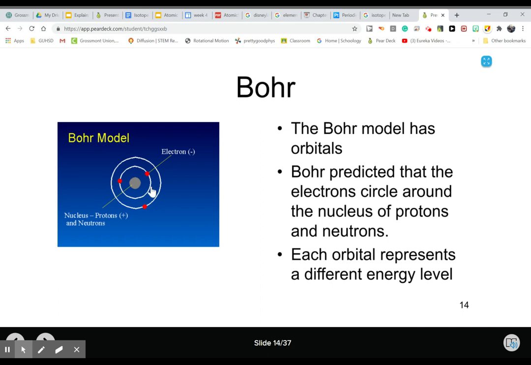So Bohr is credited with the discovery of these orbitals, and the orbitals are energy levels. So you have your lowest energy level closer to the nucleus, then you have higher, and then higher and higher. And electrons, as they enter energy levels, enter from the lowest, moving all the way up to the highest.